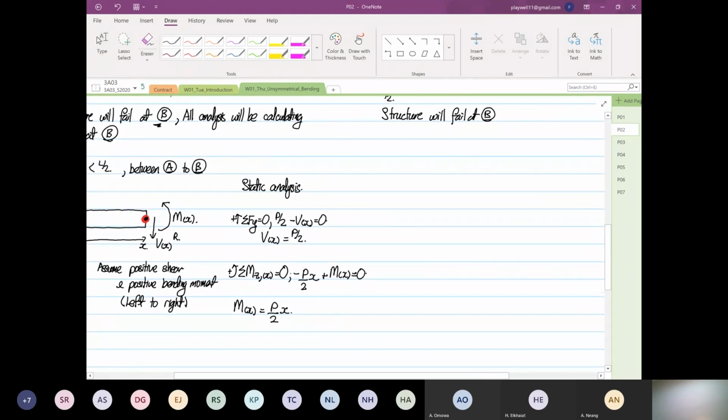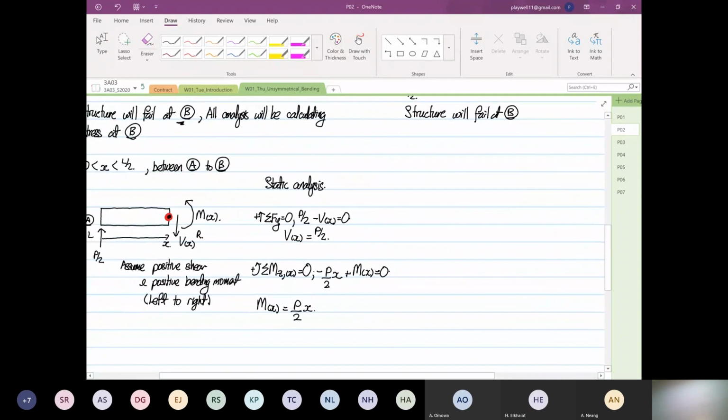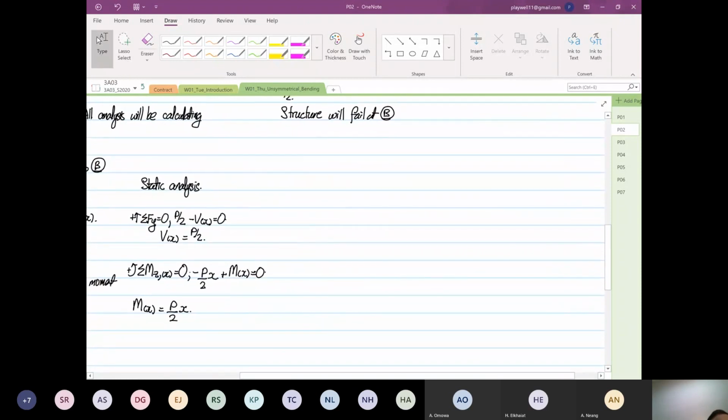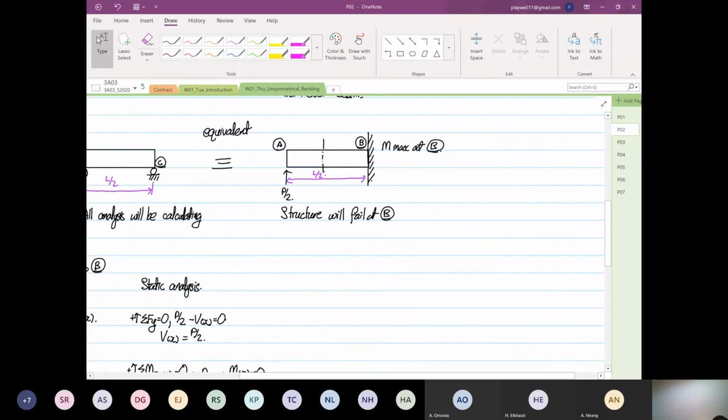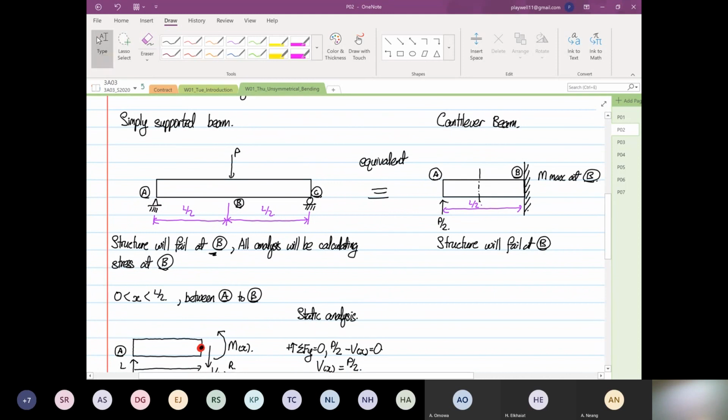Now let's go into a cantilever beam. If we say that it's equivalent, mathematically the equation has to be the what? The same. No doubt physically it looks very different, but there's some similarity in it. I've shown you one of the similarities is what? That the failure will be at point where? The failure will be at point B.